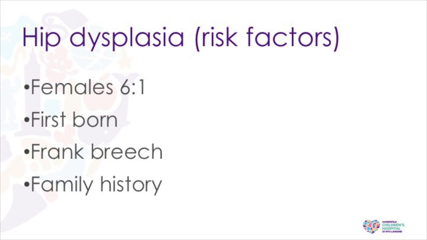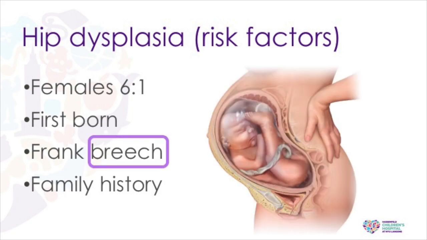The four most common risk factors all start with an F. Females are affected almost 5 times more frequently than males. It is more common in the firstborn baby as well as with frank breech birth, since this is a packing issue and the development of the hip is dependent on range of motion in utero. A family history is also very important since there are clearly genetic influences on the condition. Of these four factors, the single highest risk comes from being breech.